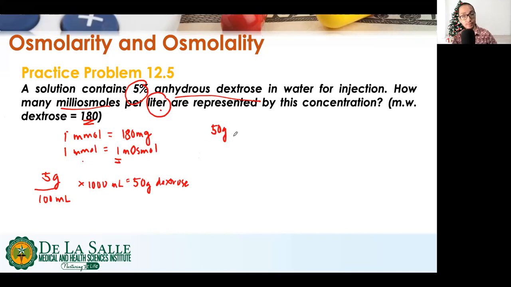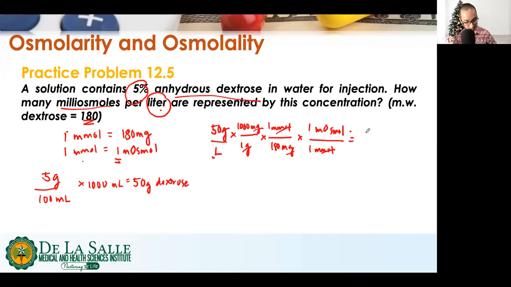ko-convert natin siya into milligrams. And so 50 grams, convert natin sa milligrams, 1,000 milligrams. Now we know that 180 milligrams represent 1 millimole of dextrose. And we also know that 1 millimole of dextrose is 1 milliosmole. Okay? So we cancel grams, milligrams, millimole. We actually have milliosmole per liter. Yun na lang yung naiwan. Okay? So the answer will be equal to 277.8 milliosmoles per liter. Okay?